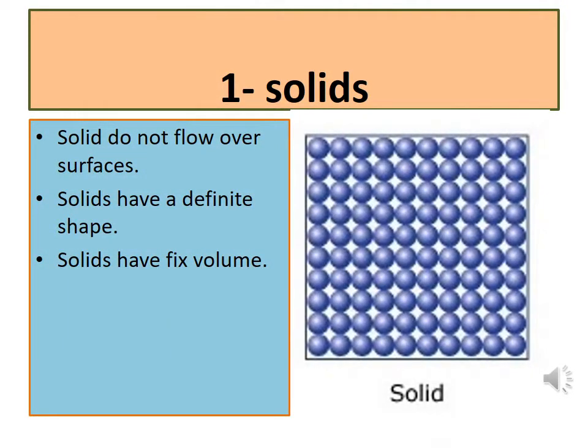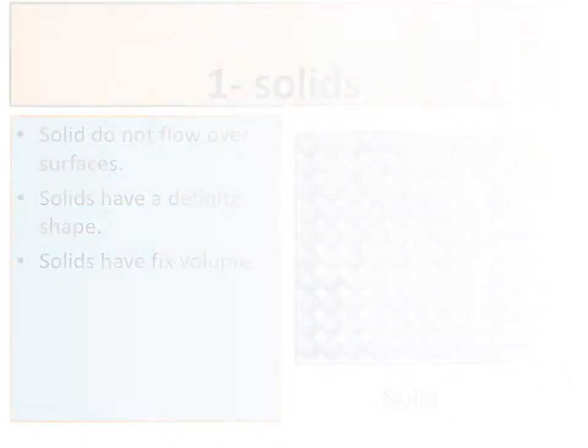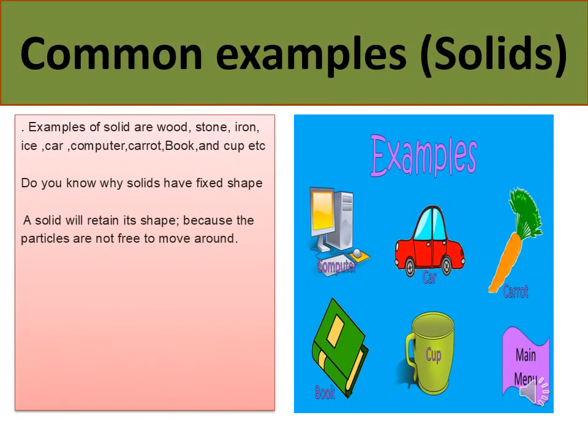Solids do not flow over surfaces. Solids have a definite shape. Solids have fixed volume. Examples of solids are wood, stone, iron, ice, car, computer, carrot, book, and cup.